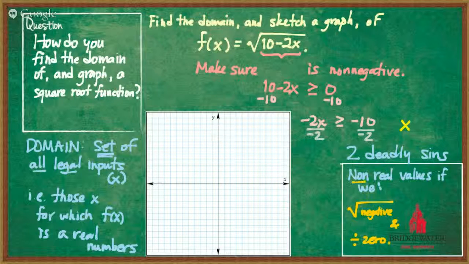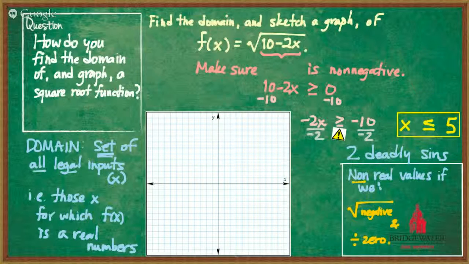That has an x on the left-hand side. Negative 10 divided by negative 2 is positive 5. But take note that we've divided by a negative number here. And because I've divided by a negative number, the sense of my inequality has to flip. So I'll move it around to less than or equal to. So the domain of our function in this example is the set of all x's that are less than or equal to 5.